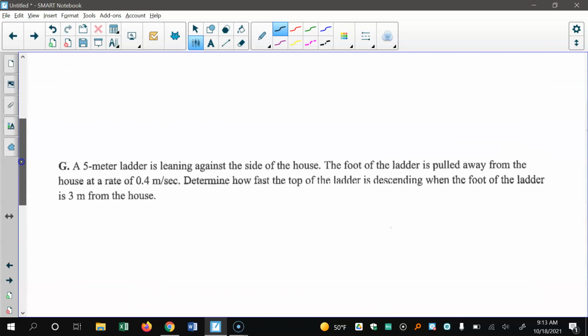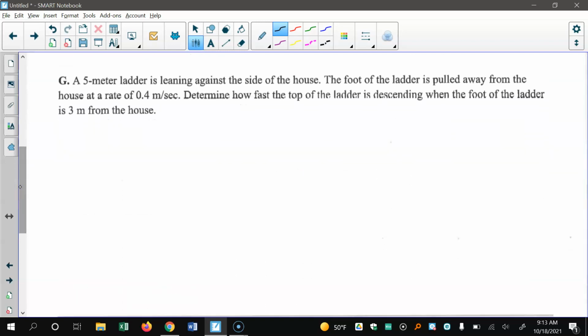We got G. We're going to do a 5-meter ladder leaning against the side of the house. Okay, here's time for my art skills. Here's the house. Here's the ladder. Ooh, it leans at a right angle. Oh my gosh, I made a triangle.